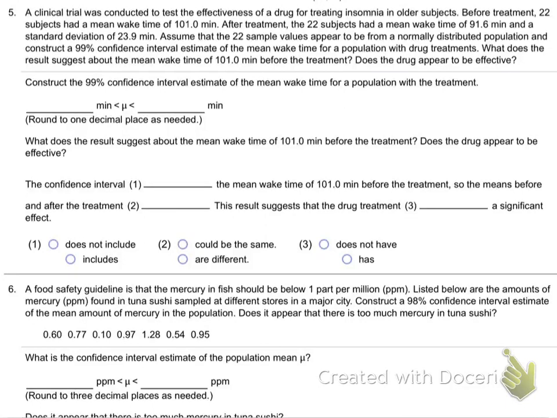Okay, so here we are on number 5. A clinical trial was conducted to test the effectiveness of a new drug for treating insomnia in older subjects. Before the treatment, 22 subjects had a mean wake time of 101.0 minutes. In other words, before they got this drug, their average wake time, mean is average, right? Average wake time of 101 minutes.